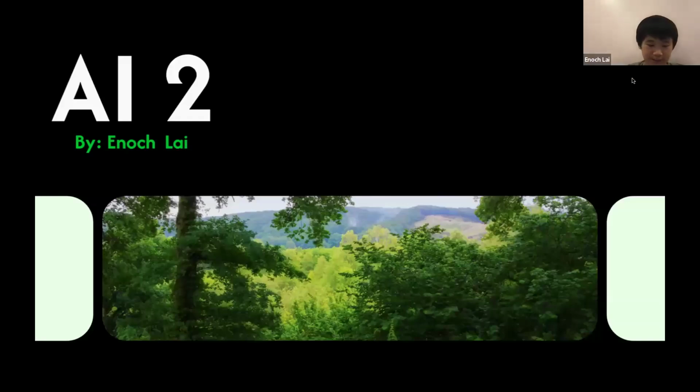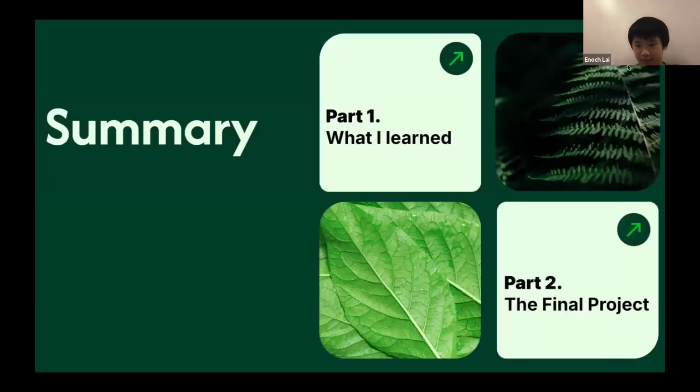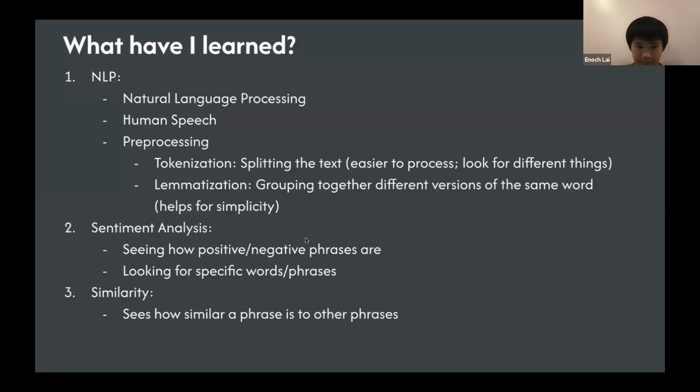So one main step in NLP is pre-processing the text before putting it in AI. These are some steps that we can use in pre-processing. One step is called tokenization. It's splitting the text so that it's easier to process and so that you can look for more specific things.